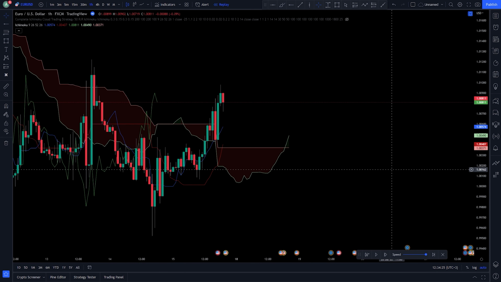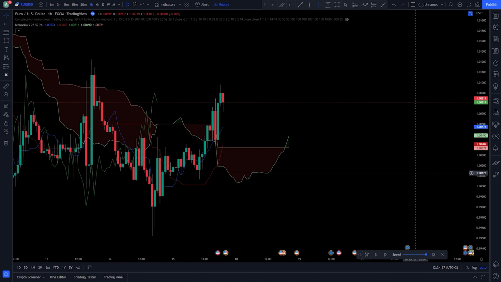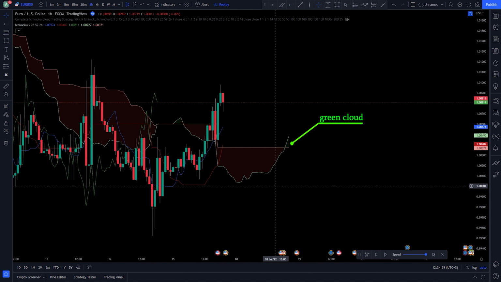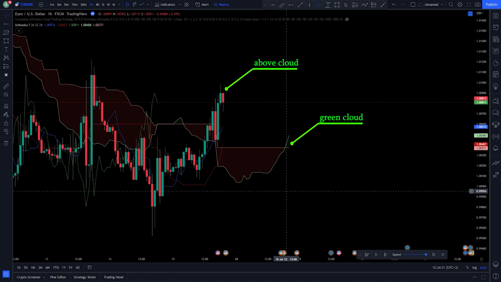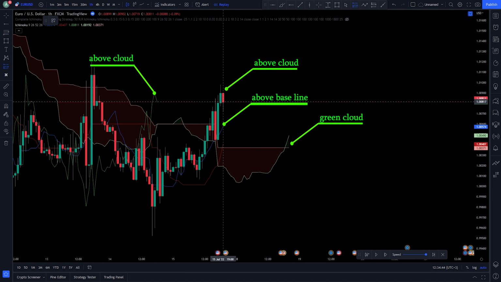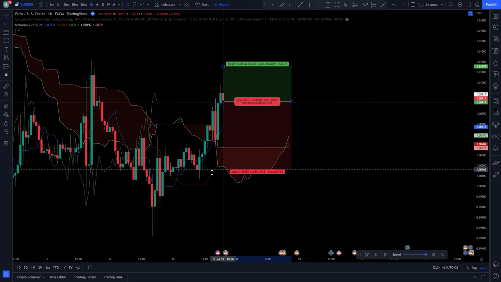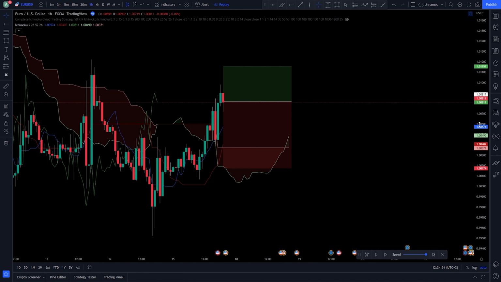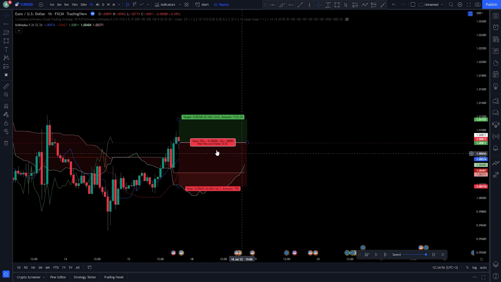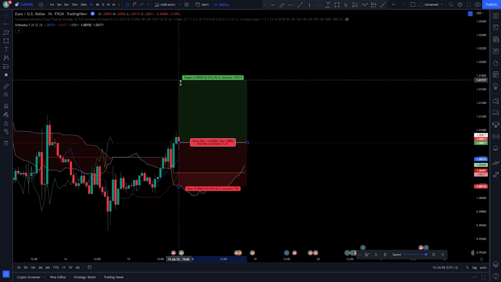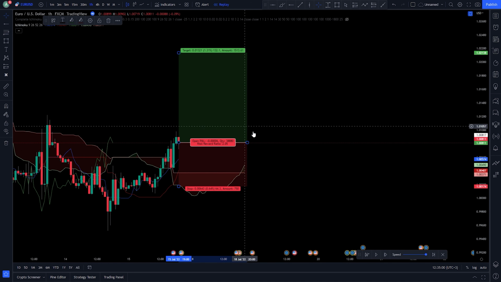For a long signal to be valid, we need a green cloud. The price must be above the cloud, the conversion line must be above the baseline, and the lagging span line must be above the cloud. Now we can take a long position. Our stop loss must be below the cloud, and the risk to reward ratio will be 1 to 2.